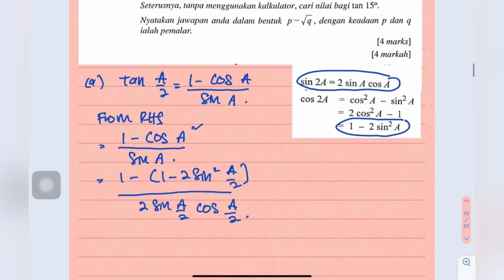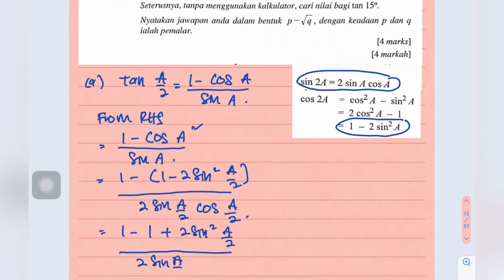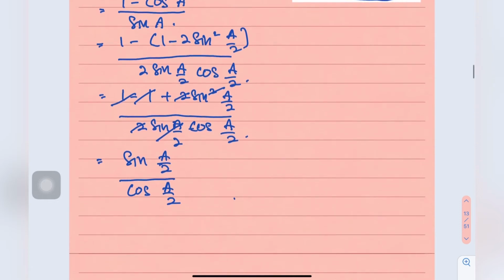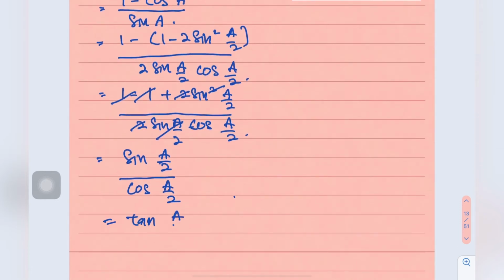Then we can simplify this. We open the bracket, so 1 − 1 + 2 sin²(A/2) over 2 sin(A/2) cos(A/2). 1 − 1 eliminates, so this one we can simplify, and the 2 also we can simplify. So here we get sin(A/2) over cos(A/2). Sin over cos is tangent, so tan(A/2). Okay, so proven.